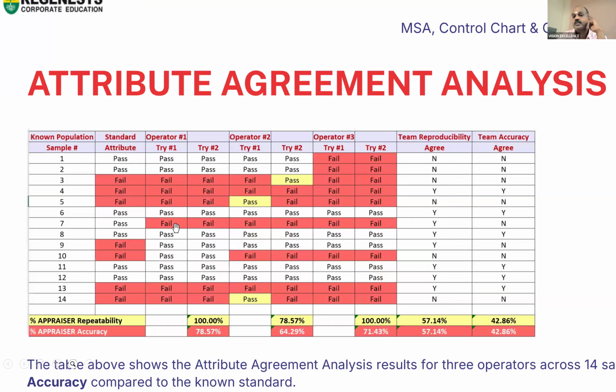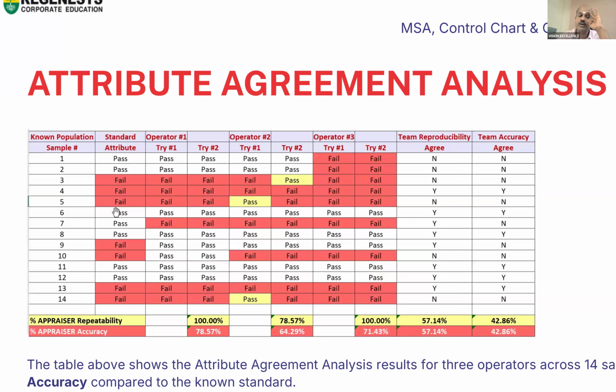Can you see that? Yeah. One out. Eighth okay. Ninth there is a problem. Tenth also problem. 11th is okay. 12th is okay. 13th okay. 14th okay. That means 3 times he is not accurate.